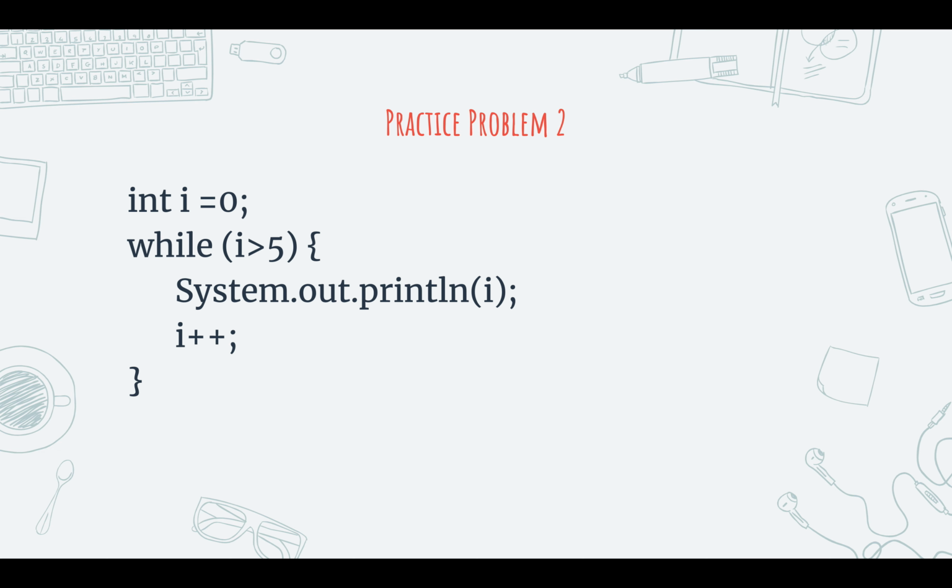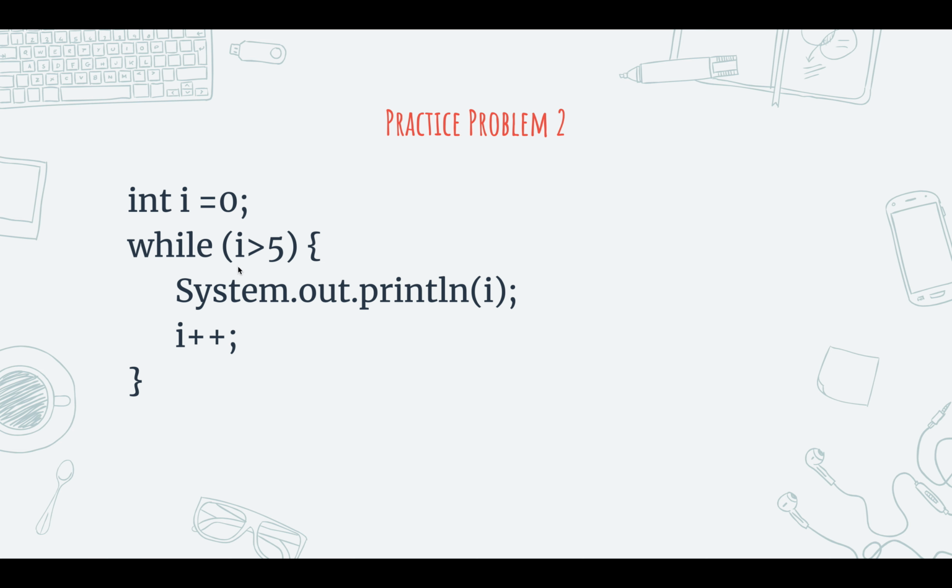Integer i is equal to 0. That's going to be our loop control variable. Then we're going to look at the while loop. While i is greater than 5. As long as i is greater than 5, it will keep on getting incremented. So as long as i is greater than 5, then we'll continue looping.